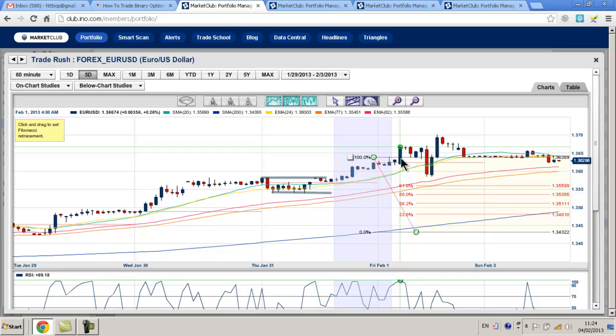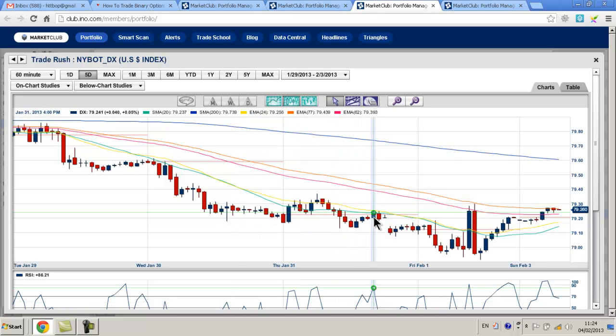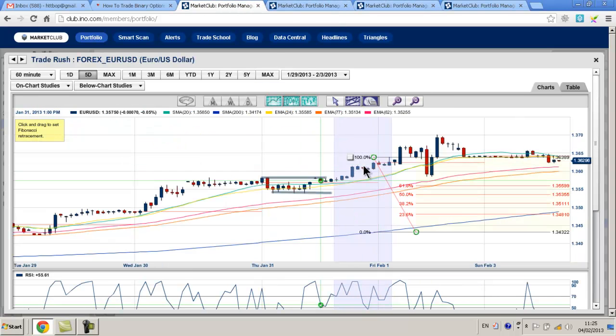but while I'm looking for this to break out, I'll go and set it up on my dollar index chart. So I'm looking for 4 p.m. to 2 a.m. So we're saying it broke out here at 4 a.m. on February the 1st.